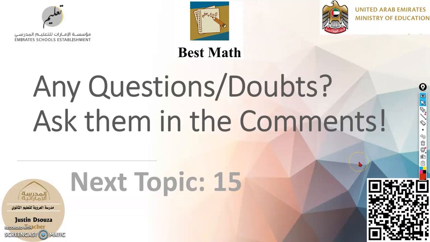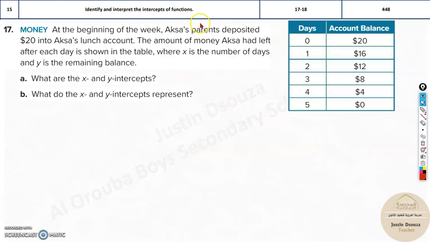The 15th topic is a simple topic. It is to find the intercepts. Here we have a scenario. At the beginning of the week, Aksa's parents deposited $20 in Aksa's lunch account. The amount of money Aksa had left after each day is shown in the table over here, where X is the number of days and Y is the remaining balance. So days X are 0, 1, 2, 3, 4, 5, whereas this is the amount of money that is being reduced. What are the X and Y intercepts, and what do the X and Y intercepts represent?